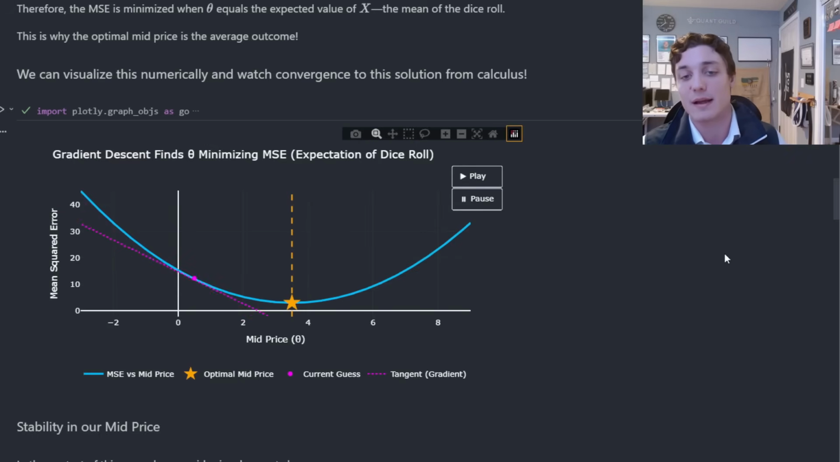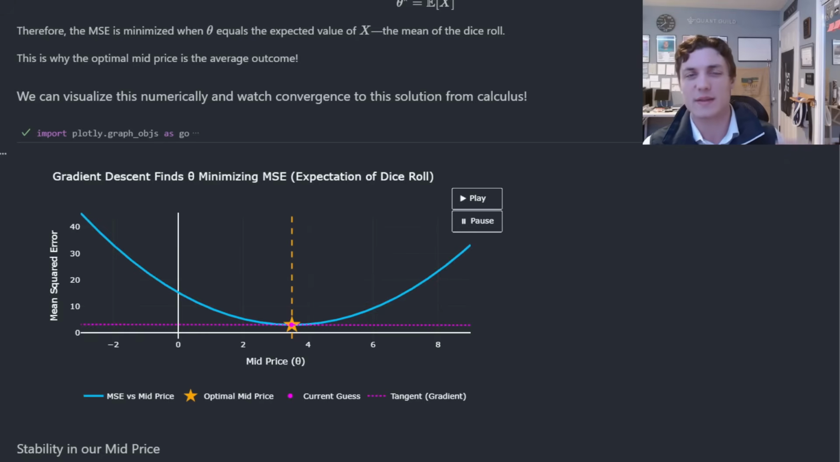Instead of applying the calculus directly, you can take a look at this animation, which is numerical minimization. It's applying the exact same idea to go about finding this idea of the lowest error. Effectively, we are just riding the roller coaster down until we find the best possible mid price that produces the lowest error.